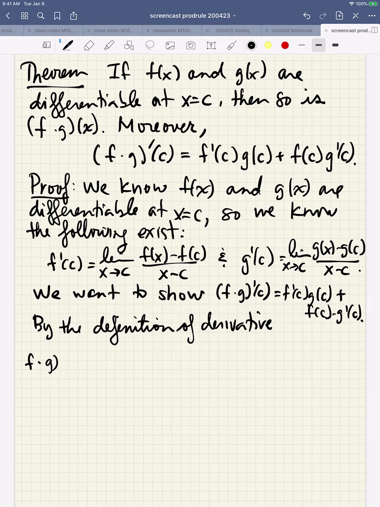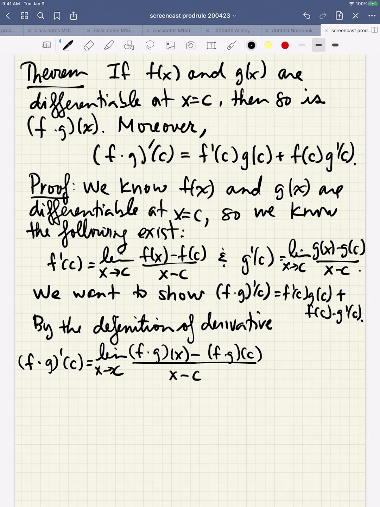the derivative of the product at c is going to be the limit as x goes to c of f times g of x minus f times g of c, all over x minus c. Right, this is the definition of the derivative of the product function f times g. So let's unpack this a little bit and rewrite this as f of x times g of x minus f of c times g of c all over x minus c.